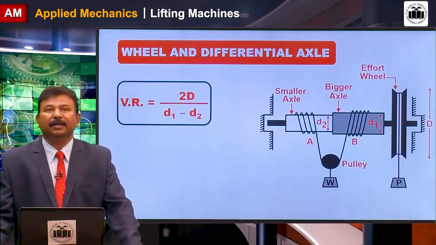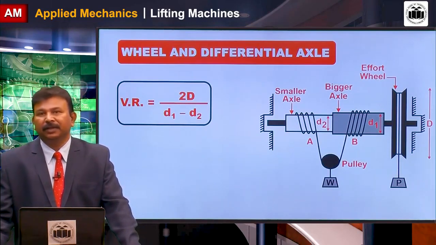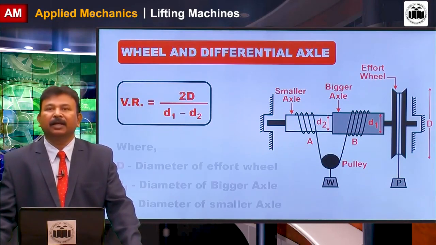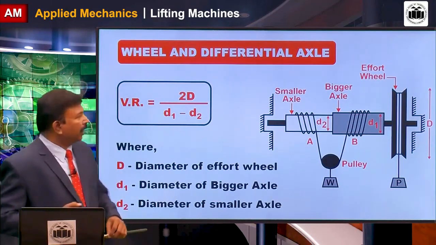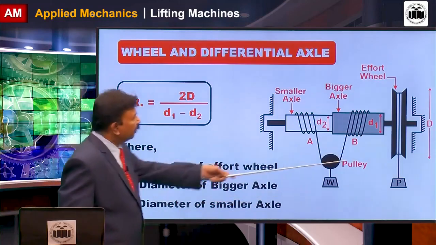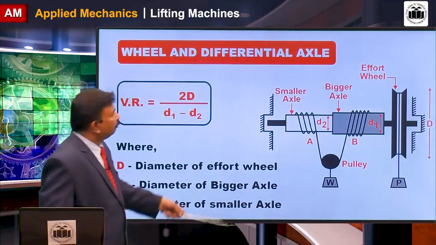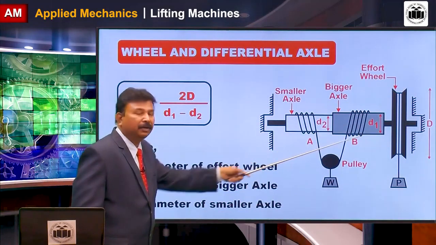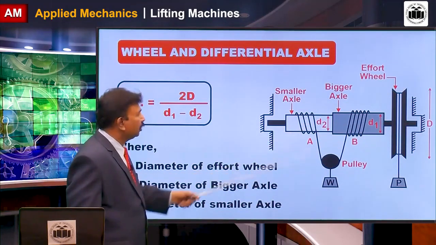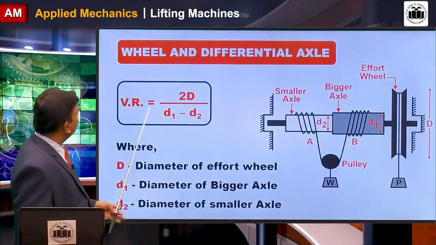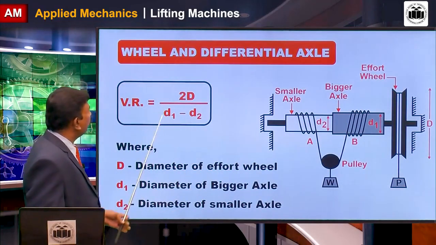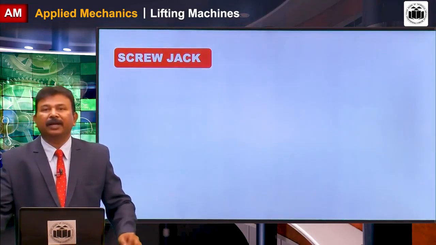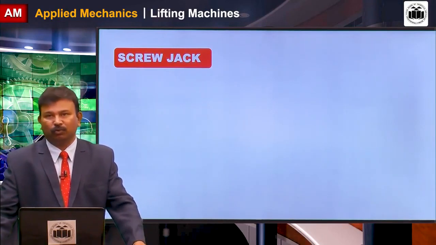Next important machine is wheel and differential axle. Wheel and differential axle belongs to the family of wheel and axle. In wheel and axle, we find effort wheel with diameter capital D, but there are two axles. Bigger axle diameter D1, smaller axle diameter D2, and the formula becomes velocity ratio is equal to 2D upon D1 minus D2.